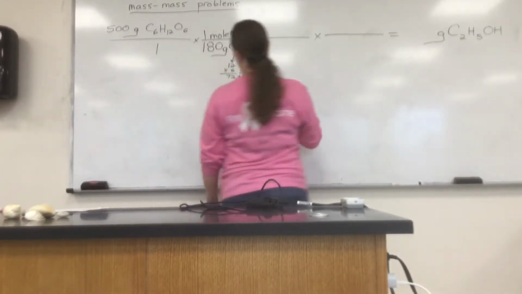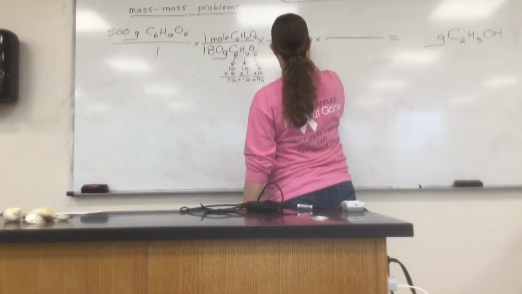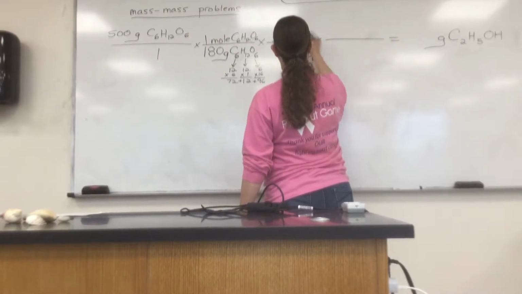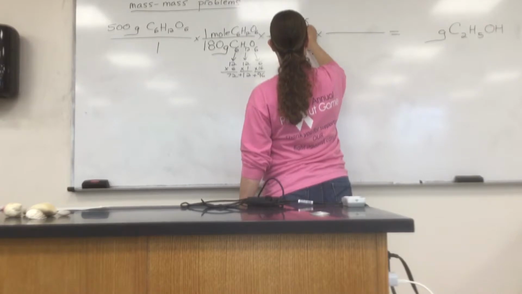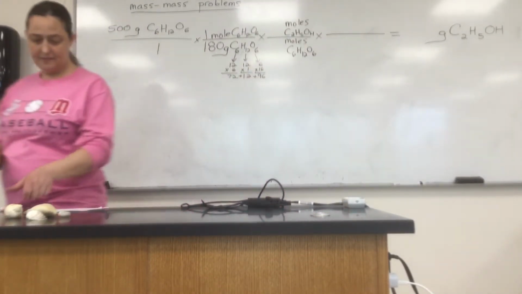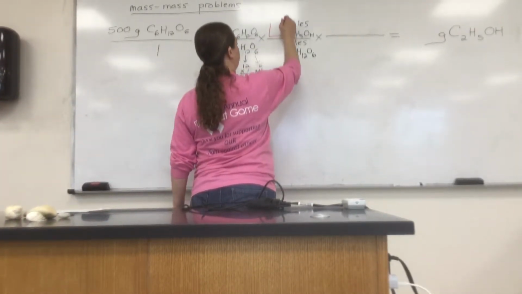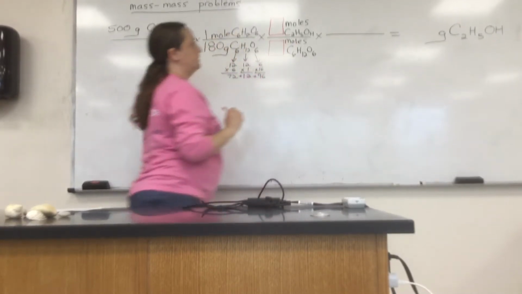Okay. So now we've canceled out grams. We have moles of C6H12O6. And then moles of what we're looking for. Okay. This ratio comes from the balanced equation. These are the coefficients from the balanced equation.